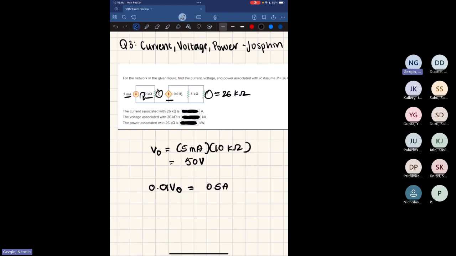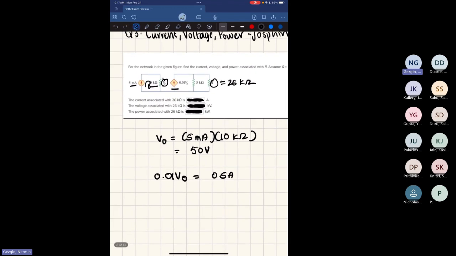So now here, if we wanted to find information about the 26 kilo ohm resistor, you would have to use current division, where some of you may have learned the equation. That is totally fine to use. I personally would just try to realize that both resistors are in parallel, find the voltage, and you can use the voltage to solve for the current. So this is how I would do it.